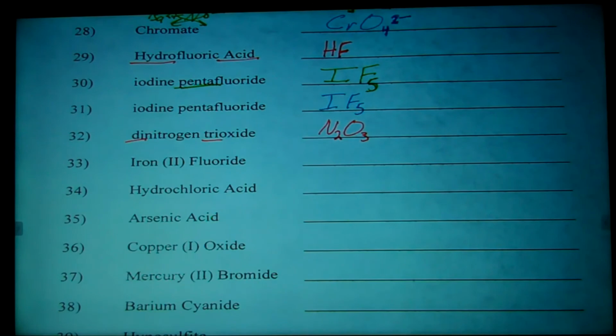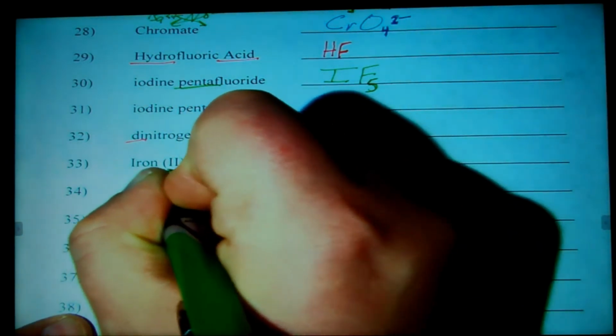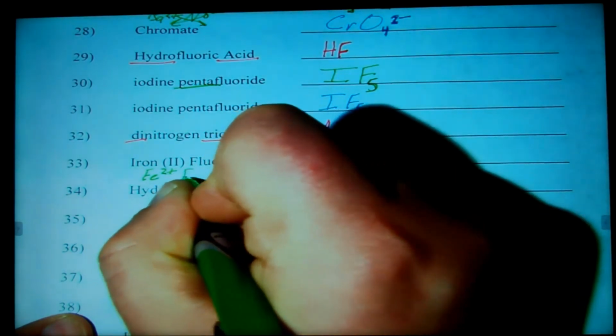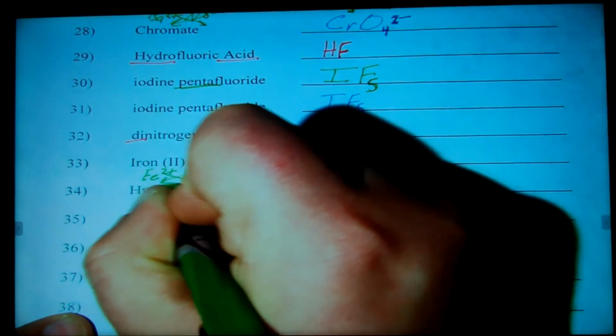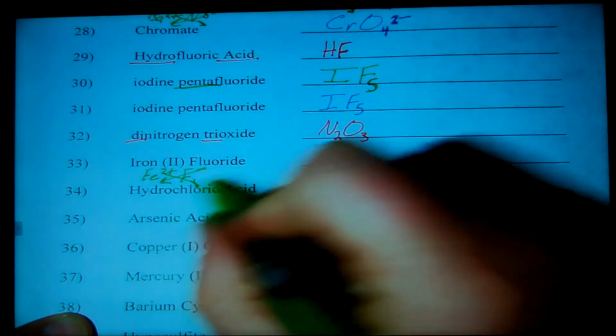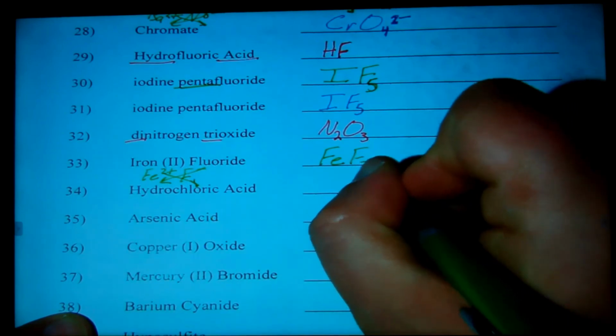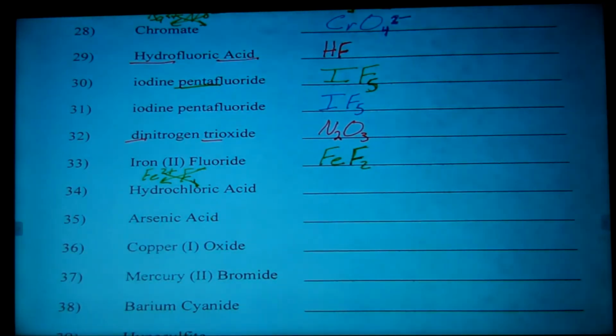Number 33 is iron 2 fluoride. So 33, Fe2+, fluoride is F minus. Bring these charges down. So Fe, 1 came down, so F2, 2 came down from the iron 2. So FeF2.